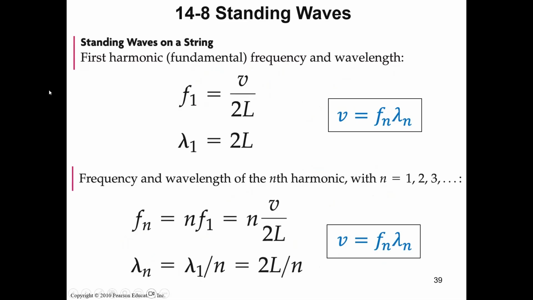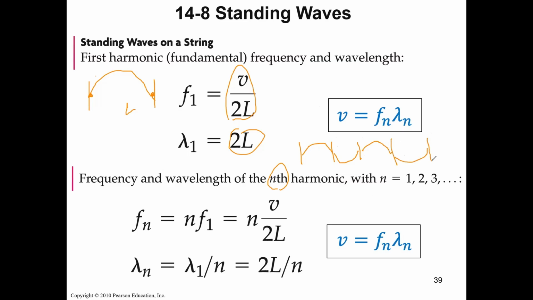So if we are talking about the first harmonic again, there is only one half wavelength between these two walls, right? So the wavelength is 2 times the distance L, and the frequency is v divided by 2L. Now if we look at the nth harmonic, we basically have n times half wavelengths between these two walls, right? N times this half wavelength.